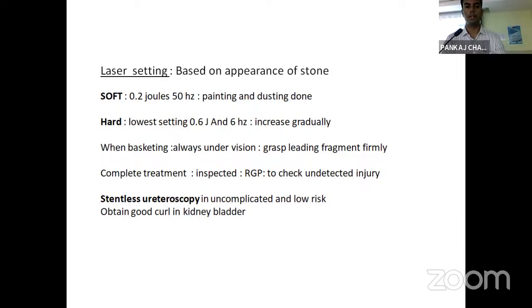When basketing is done, it is always done under vision, and you should grasp the leading fragment only. Complete treatment is done, and the tract is again inspected. RGP is done to check whether there are any undetected injuries. Stentless ureteroscopy is done in uncomplicated, low risk patients, and a good outcome is obtained in kidney and bladder.